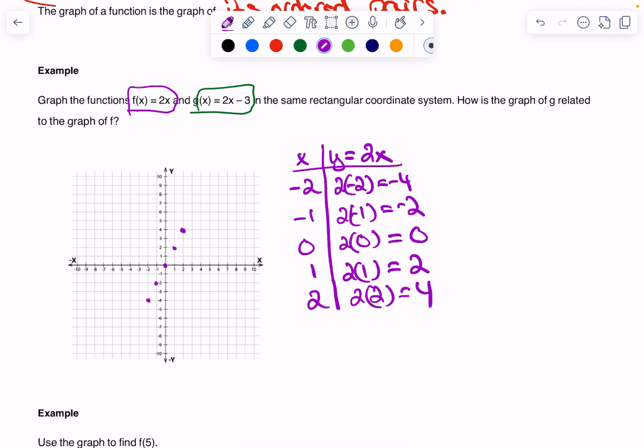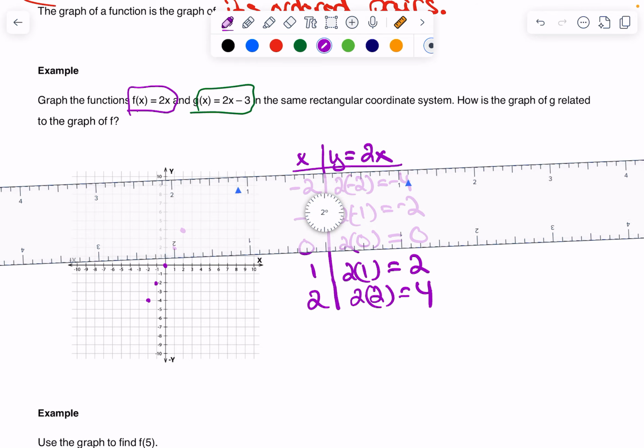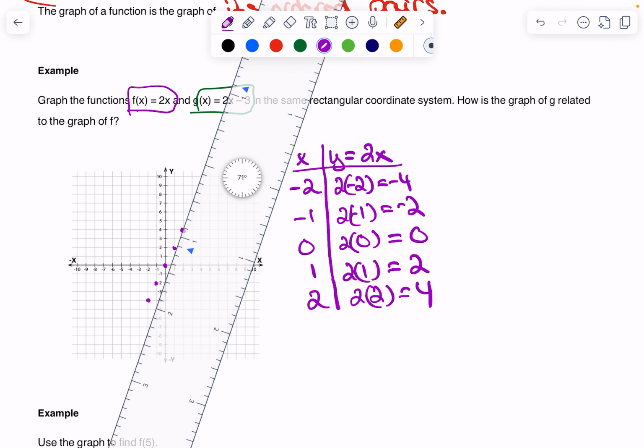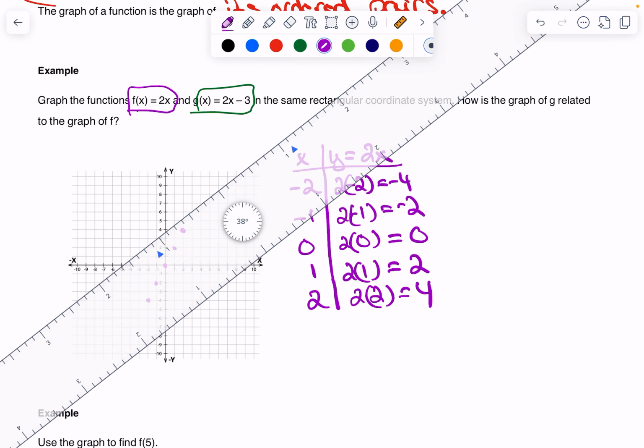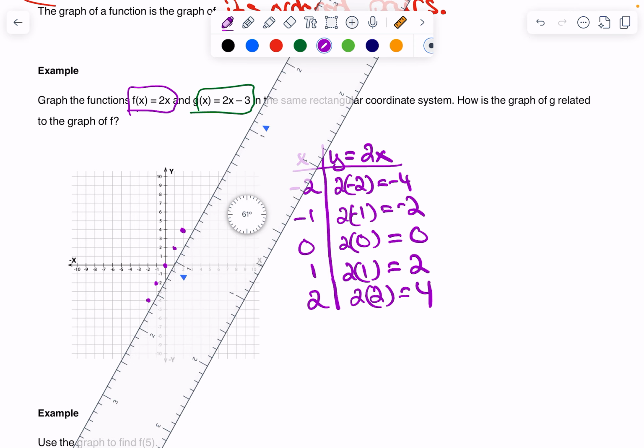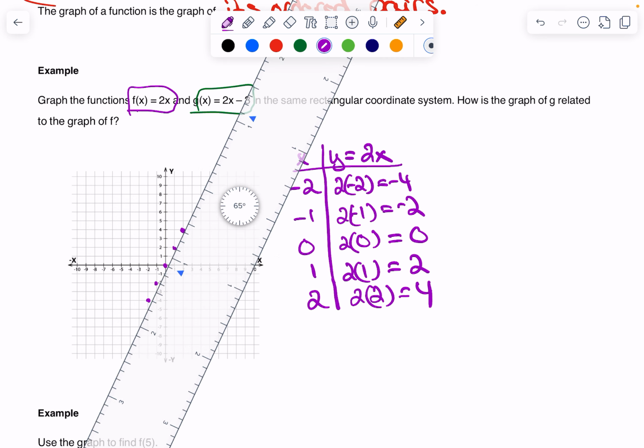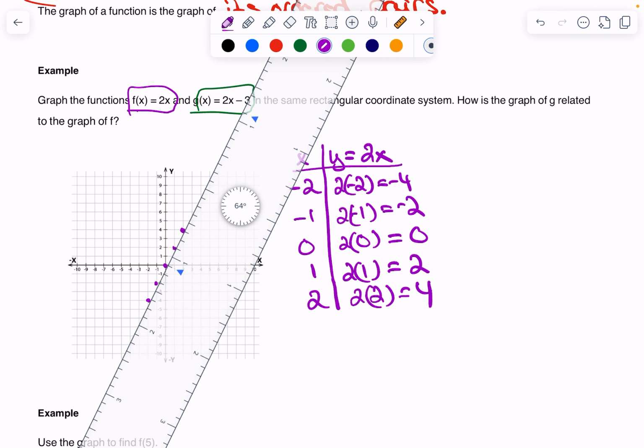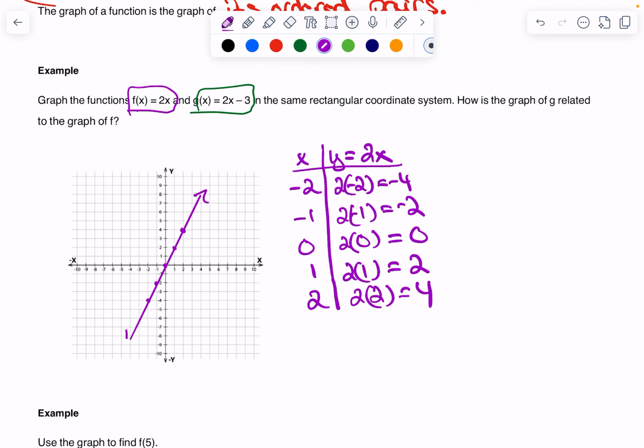It should be a straight line here. But, I mean, 5 points makes it a little bit easier. Let me see if I can use the ruler to, oh, nope. Come on. Draw a straight line here. Here we go, something like that. And it keeps going and going. Okay, so this is the f of x equals 2x.